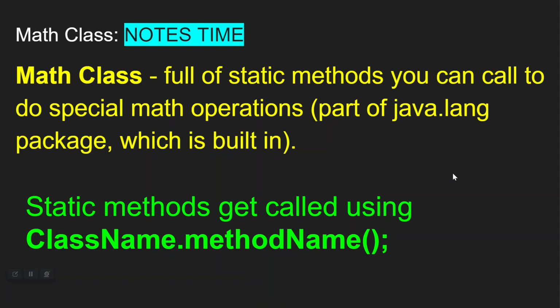There is this thing called the math class, and the math class is full of static methods that you can call to do special math operations. Again, it's part of the java.lang package, which is built in, so we don't have to import anything. We can literally just type in Math dot and then whatever method we want to call. These are all static methods, so they get called using the class name and then dot and then the method name. Since these are the math class methods, it's always Math dot whatever.